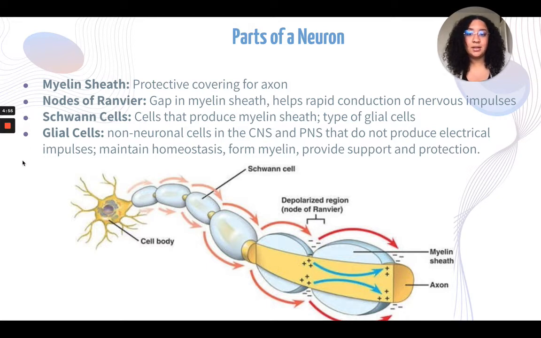Then there are Schwann cells, which produce the myelin sheath. They're a type of glial cell. And just remember what a glial cell is. It's not a neuron, so it's a non-neuronal cell in the central nervous system and the peripheral nervous system, and they don't produce electrical impulses. They maintain homeostasis, they form myelin, and they provide support and protection. So Schwann cells are a type of glial cell that produce the myelin sheath.